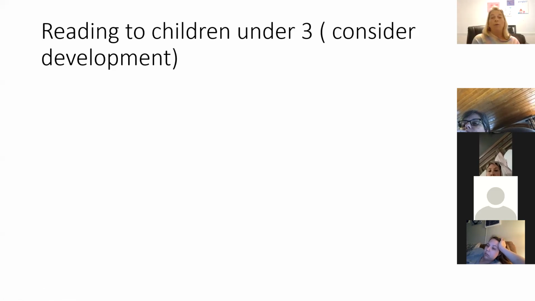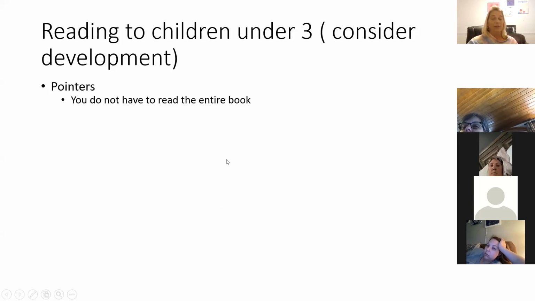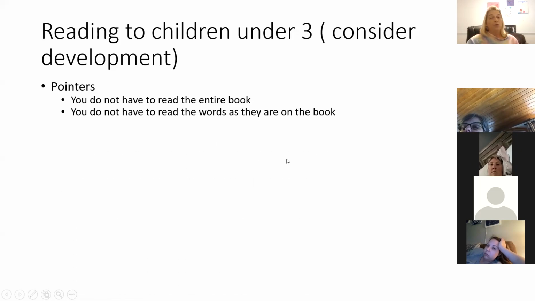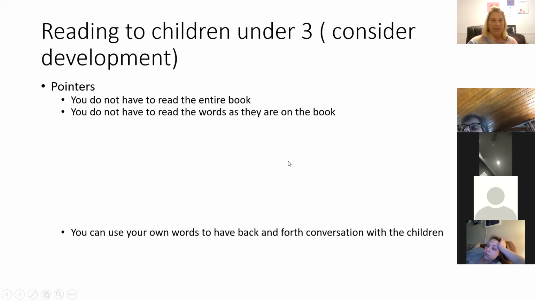Okay. Children over the age of 3 are just now starting to connect that you're not reading a picture, that you're actually reading words. Before they turn 3 or reach that cognitive development stage of what we consider 3, they just feel like you're talking about the picture. So consider that when you're reading to those under 3, you don't have to read the whole book. You don't even have to read the words as they are on the book because most of them are just not at the level where they can understand print has a purpose.